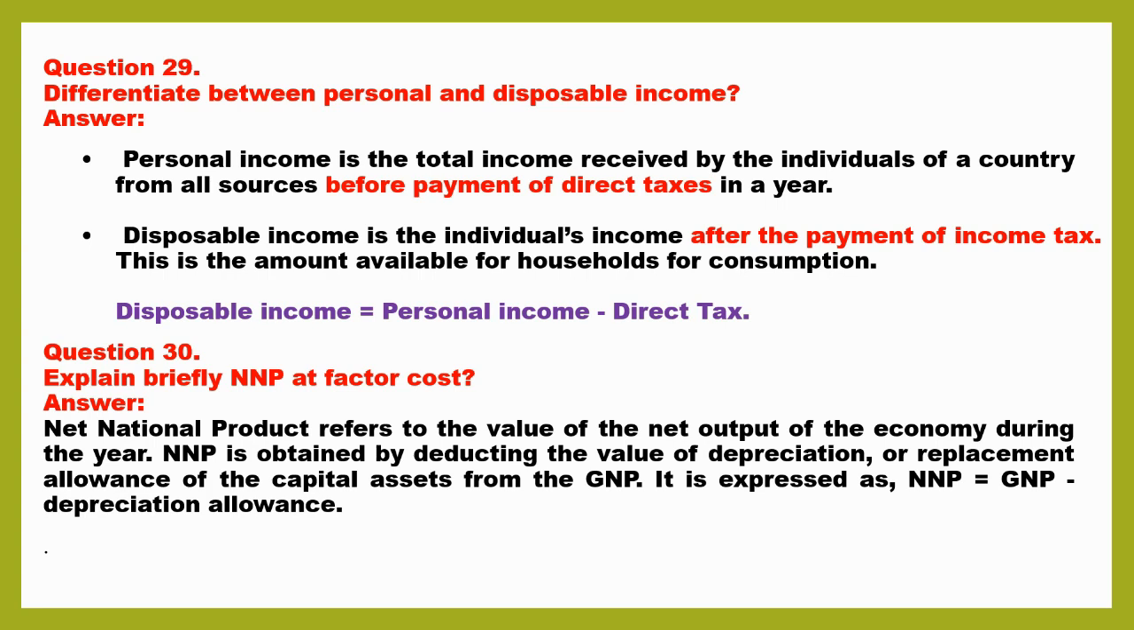See, there are two kinds of cost. One is called market cost and the other one is factor cost. So NNP at factor cost. Factor cost is the cost that the different factors of production get. And market cost is the cost that the consumer pays for the product in the market. So that is called market cost. Here they have asked factor cost. Factor cost means GNP minus depreciation. As I told you, NNP is GNP minus depreciation.